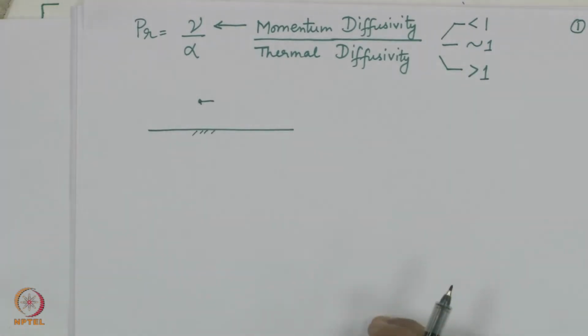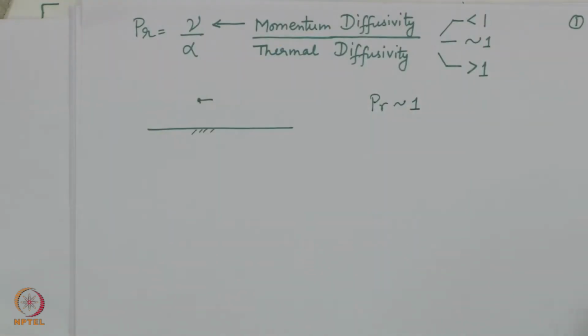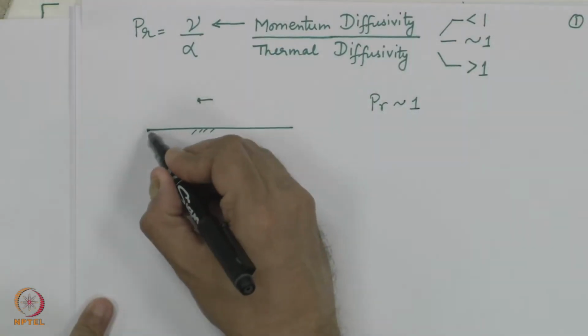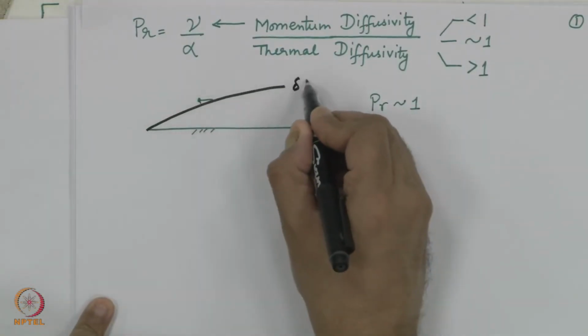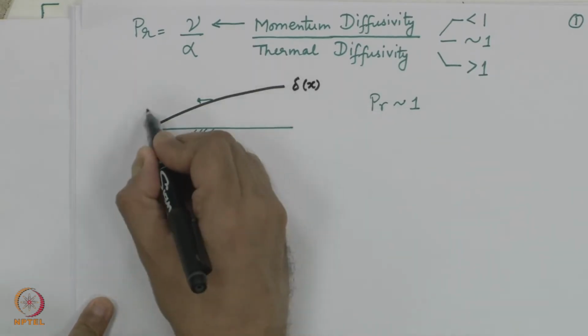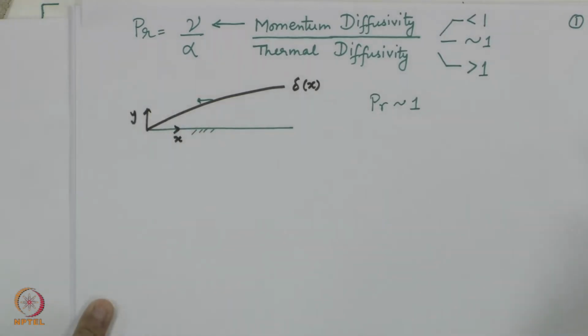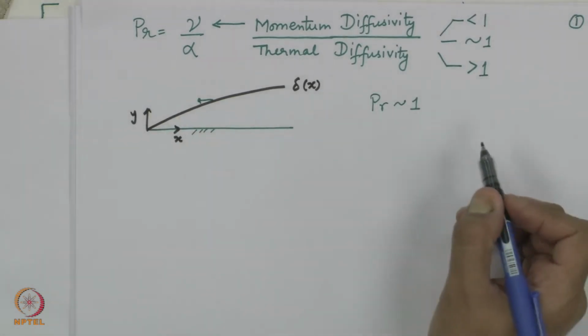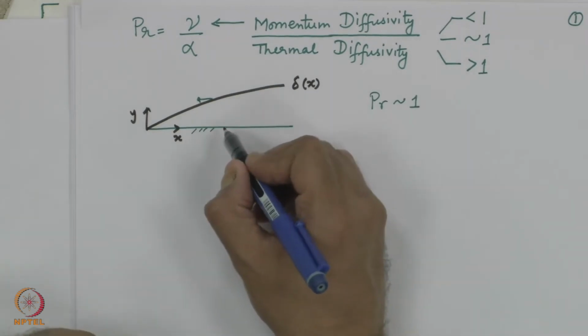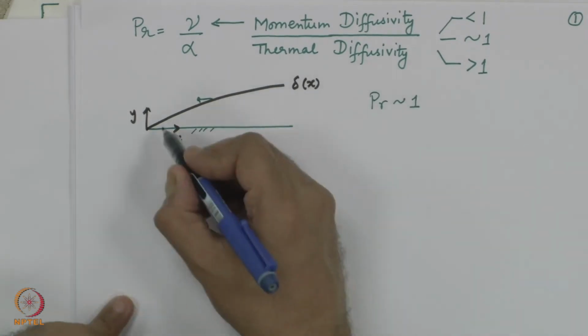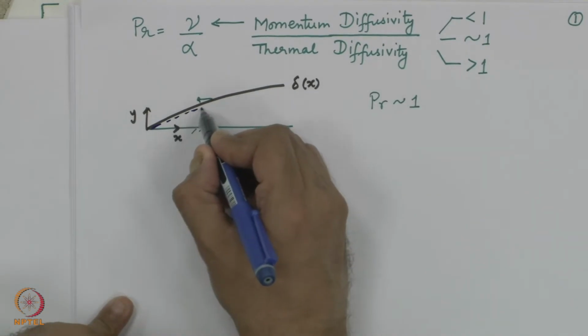How does this physical transport manifest itself in the growth of the boundary layer? This is something which is very, very important. When I have Prandtl number approximately equal to 1, what it means is that the hydrodynamic boundary layer delta of x, this is my y direction, this is my x direction. I am not writing u infinity, T infinity again and again. It is all understood by now. What we say is the momentum transport from here to here is similar to the energy transport.